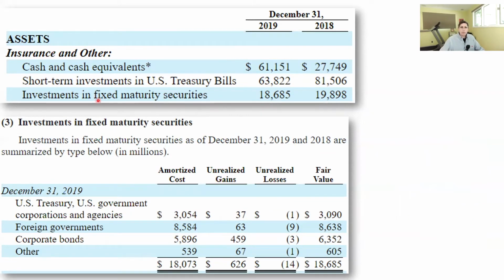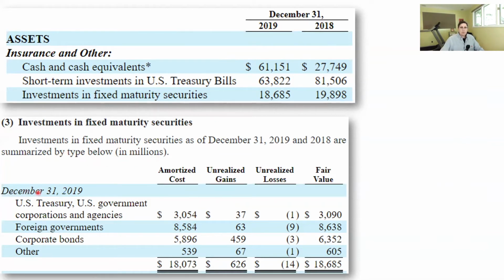So first of all, I've blown up the asset section of the balance sheet here. And you can see again this book value here, investments in fixed maturity securities, and it's $18,685. Then what you do is you go down to footnote number 3. It's not always footnote number 3, but it is for Berkshire Hathaway, and their footnote number 3 talks about these investments in fixed maturity securities. And they give you a table. Investments in fixed maturity securities as of December 31st, 2019 and 2018 are summarized by type below in millions.